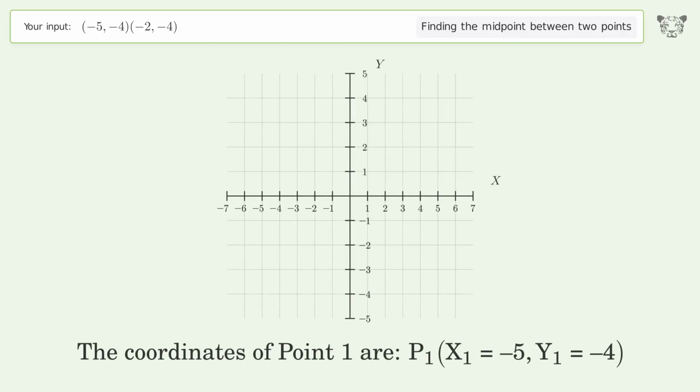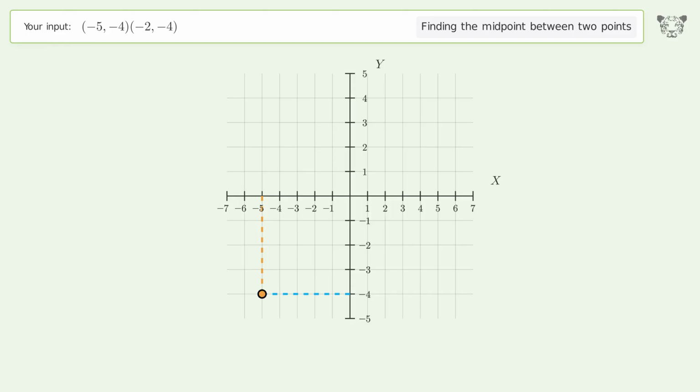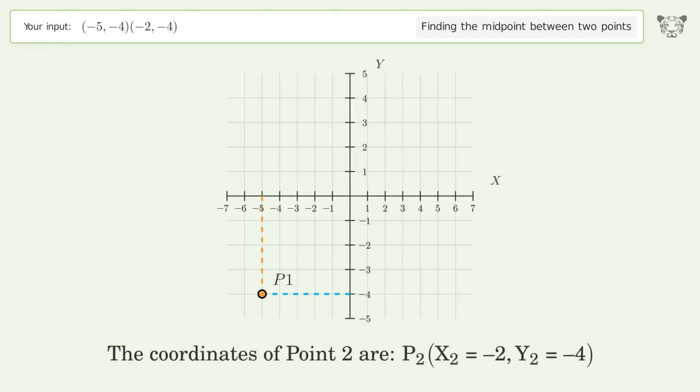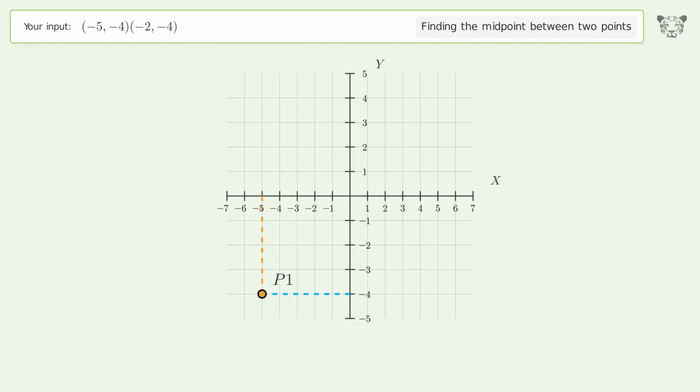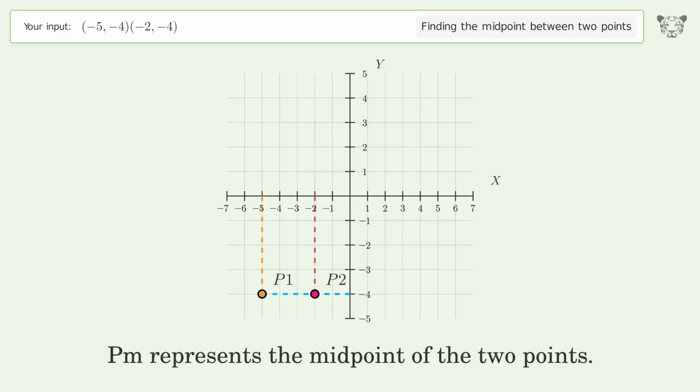The coordinates of point 1 are x1 equals -5, y1 equals -4. The coordinates of point 2 are x2 equals -2, y2 equals -4. PM represents the midpoint of the 2 points.